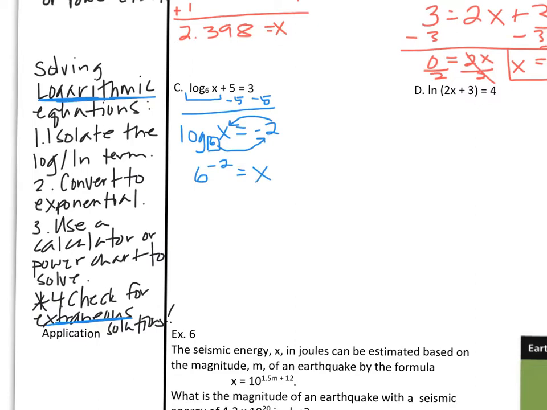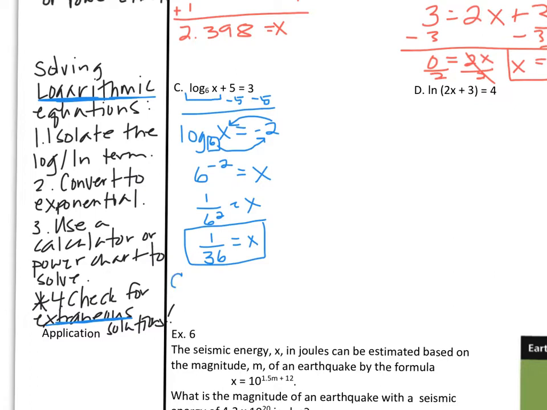So this one wasn't too bad to solve. 6 to the negative 2 equals x. When you have a negative exponent, we make it positive by taking the reciprocal of the base. 1 over 6 squared would be 1 over 36. And that's the value for x that makes that logarithm true.